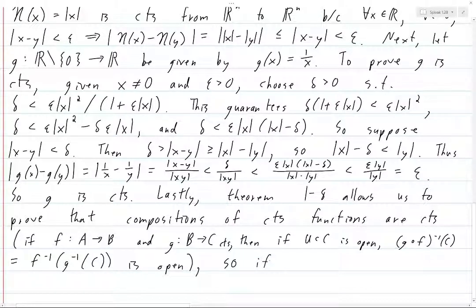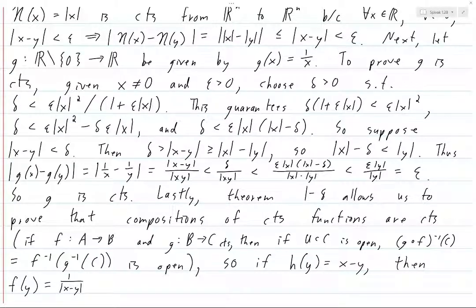I'm missing one. If h of y equals x minus y, then, let's see here, f of y equals 1 over the norm of h of y. So h of y is a continuous function, and you can prove that if you want. I won't prove it here because this is just a linear function. Because h of y equals x minus y, x is a constant term and y is the linear term, so it's just a line with slope minus one, and so it's going to be continuous.